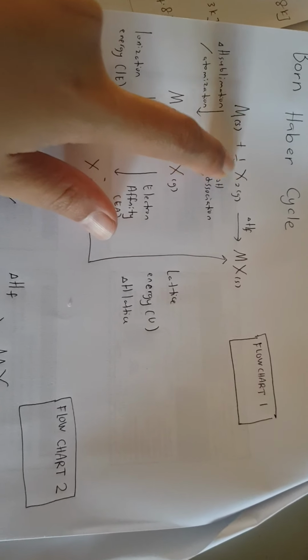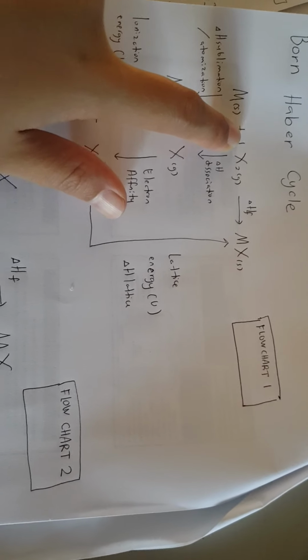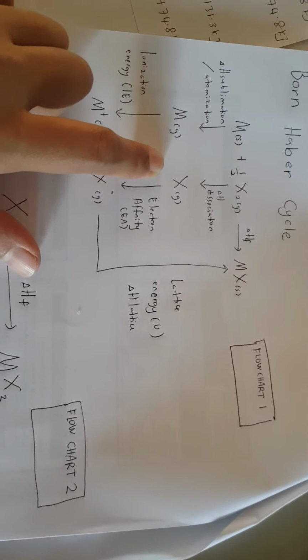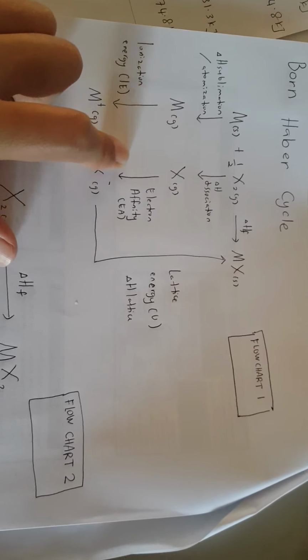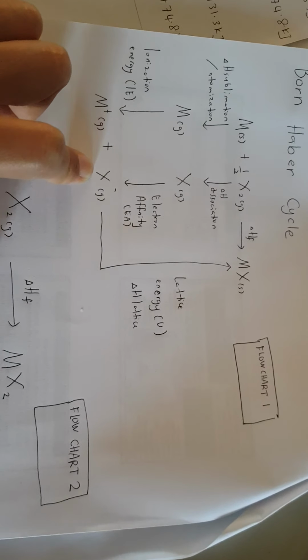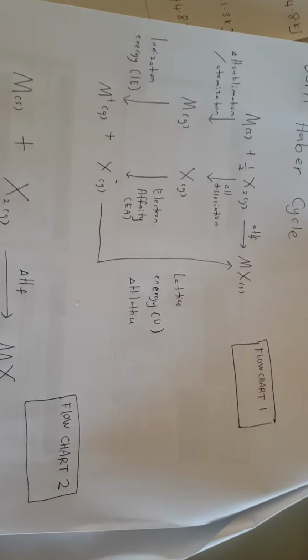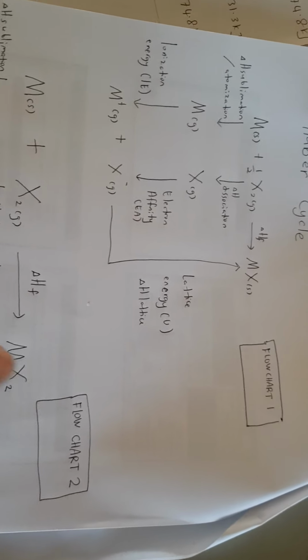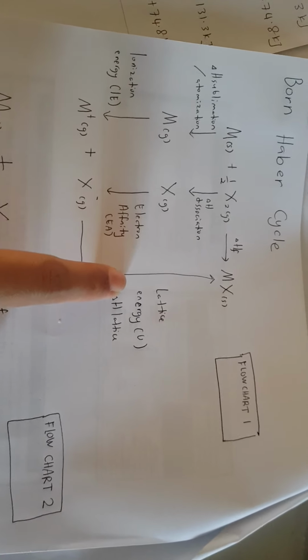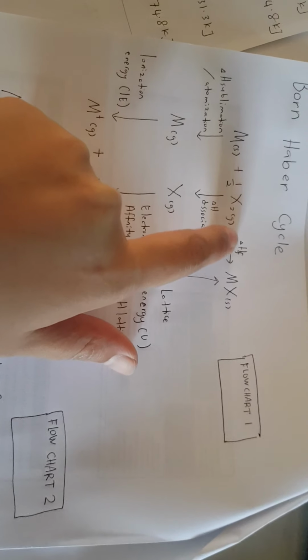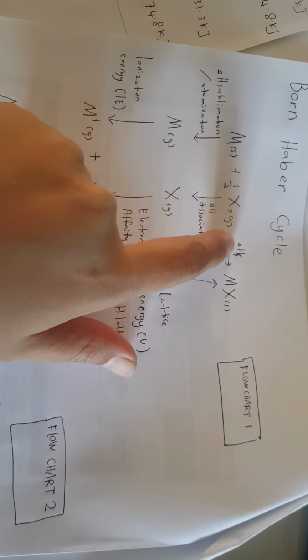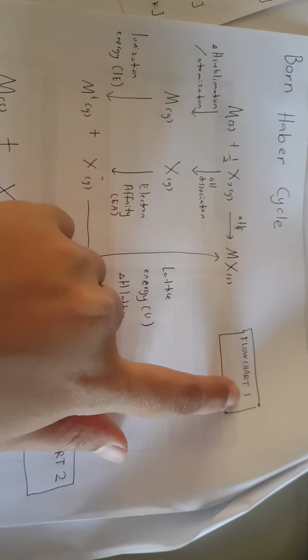Gas, you need to remember half X2. Undergo dissociation, it will become gas. Undergo electron affinity, it will become minus. So this one is the lattice energy. This one is your product. This one is the delta HF, formation. So this one is the first flowchart.